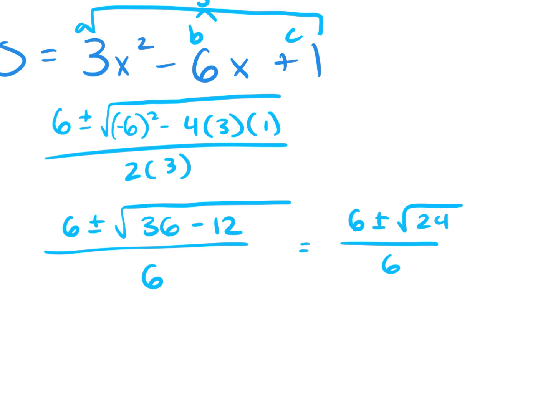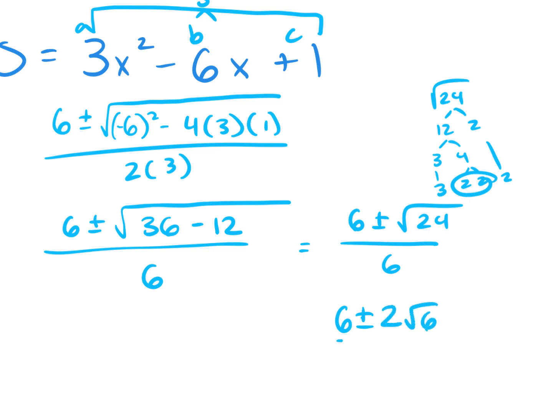Let's see if we can simplify the square root of 24. What are two factors of 24? 12 and 2. Two factors of 12. So I have a group of 2's that's going to come to the outside. What stays on the inside? 6. So it's 6 plus or minus 2 square root 6 over 6.